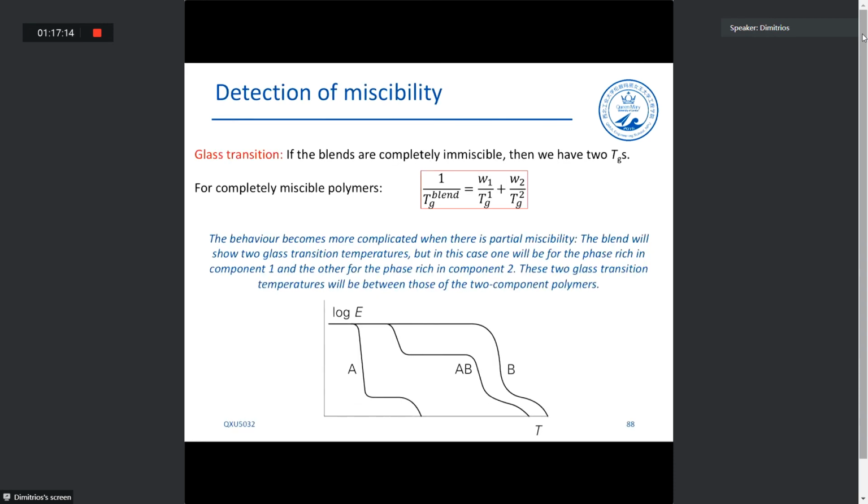Now, how do we detect miscibility in a lab environment? This is generally done by looking at the glass transition of the blend and comparing it with the glass transition of the homopolymers. Okay, homopolymers are the two polymers that are essentially combined in order to create the blends. By using this, I think it's called the Fox equation. Not fully sure though. Let me refrain from writing that.